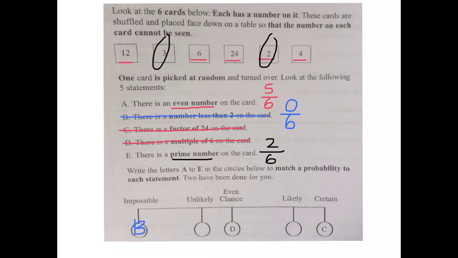We're left with 2 now. The one that is most likely, it's not certain, but it's got a high number, is statement A. And our last statement, statement E, is down at the unlikely end of the probability line.